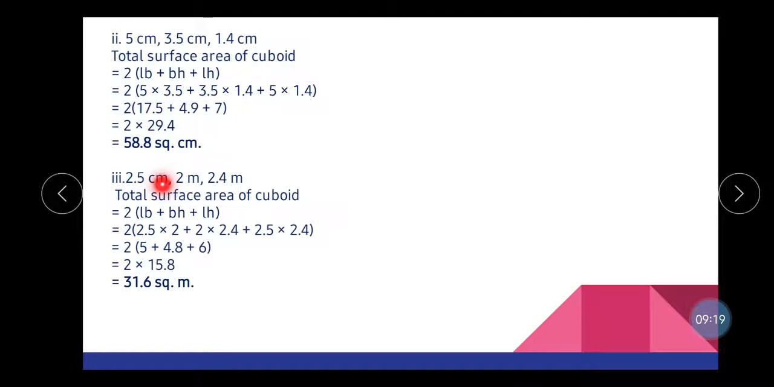Please do the changes again. Children, I am reminding you. So, final answer, total surface area of this cuboid is 31.6 square meter.